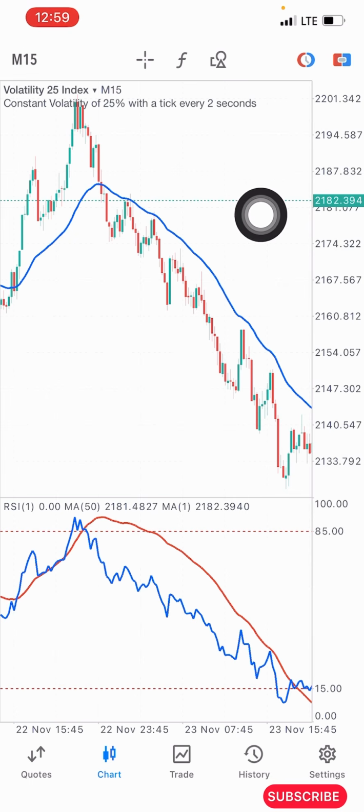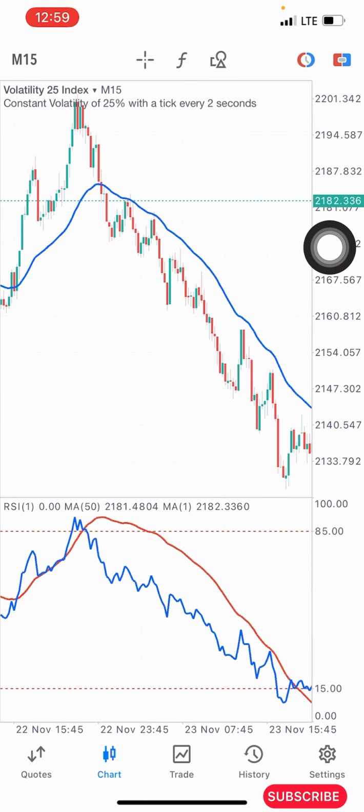Okay, and as you can see, we are on the 15-minute time frame. It's a strategy that works on the 15-minute time frame. It also works on other time frames, but since we are scalping, I prefer you use the 15-minute time frame so that you don't stay in the market for long. Okay, so now this is how it works.